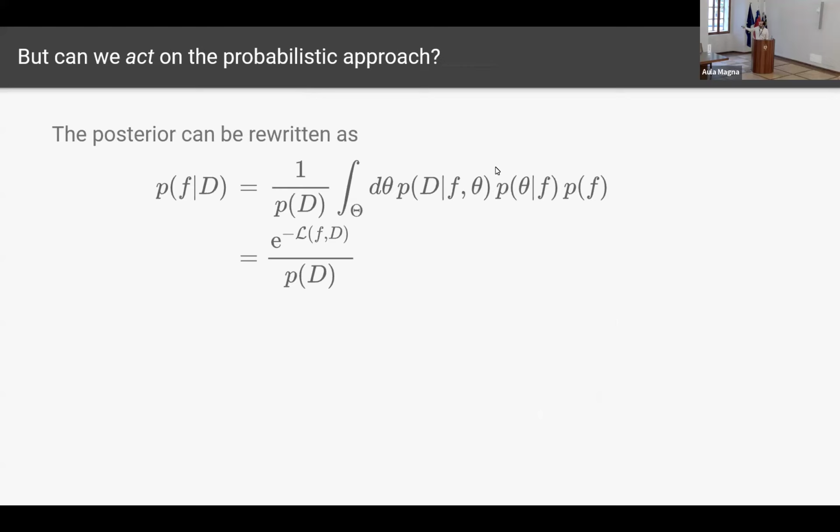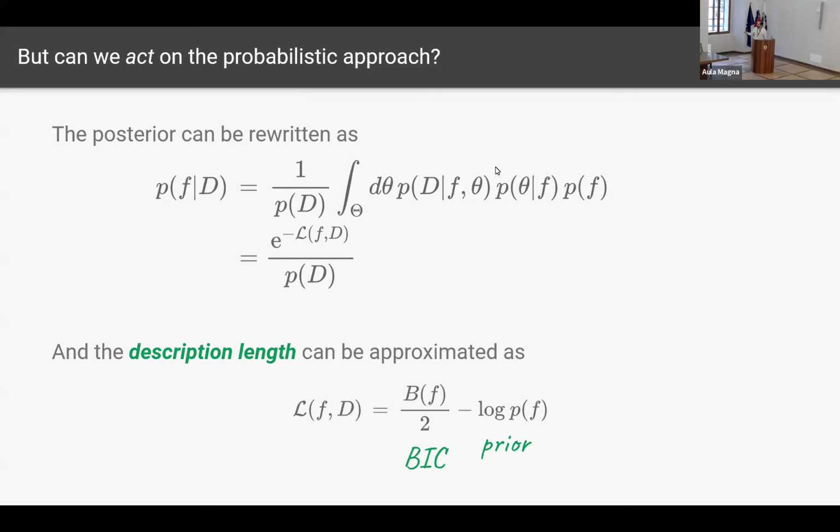We can call this e to the minus L, or if you're a physicist, you can call it e to the minus h if you want, divided by P of D. And again, this is just a definition of what L is. And it turns out that with some standard approximations, we can calculate what this L is, okay?